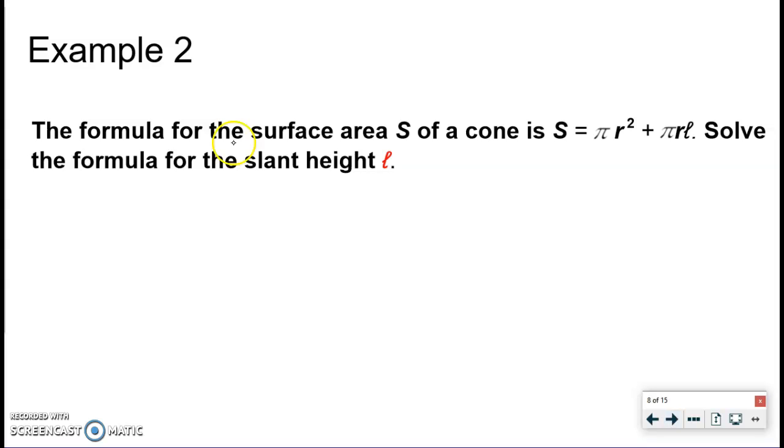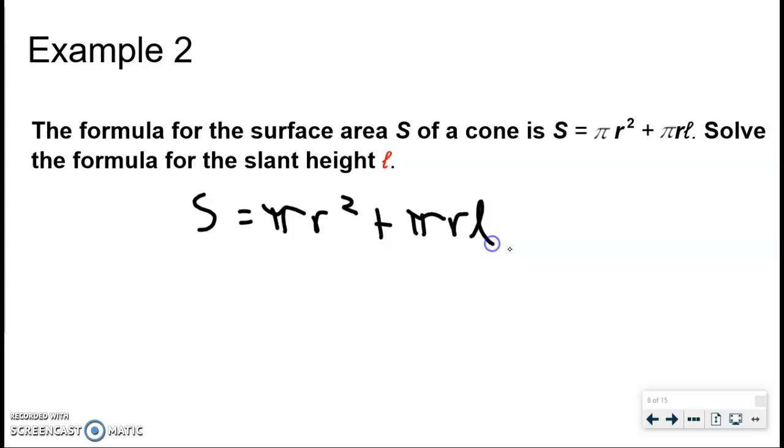So again, I'm just going to start off by rewriting the equation. That's my first step. S equals pi r squared plus pi r and this funky L. In this case, we do know that pi can equal a number of 3.1415926, continuing on and on and on. We're not going to change this pi. We're going to keep this pi as the pi symbol and just leave it how it is.